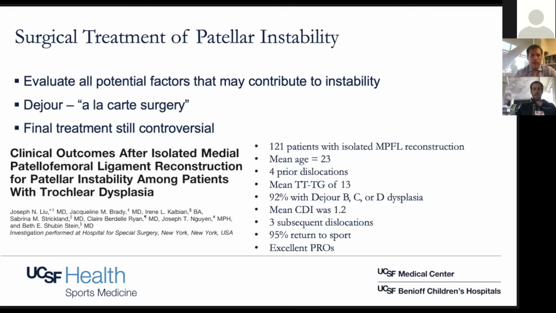On the other hand, you can get good results with just an isolated MPFL reconstruction. So I think this was a really nice paper from HSS and looked at 121 patients with trochlear dysplasia. And they were treated with just an isolated MPFL reconstruction. 4 prior dislocations on average, mean TTTG of 13. So they're just slightly above normal, but not approaching our definitely abnormal range. Most patients had B, C, or D dysplasia. The mean CDI was 1.2, so right at the upper limit of Alta. And then only had 3 subsequent dislocations, 95% return to sport, excellent PROs.